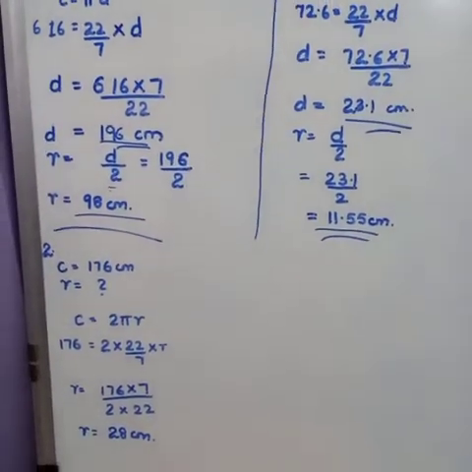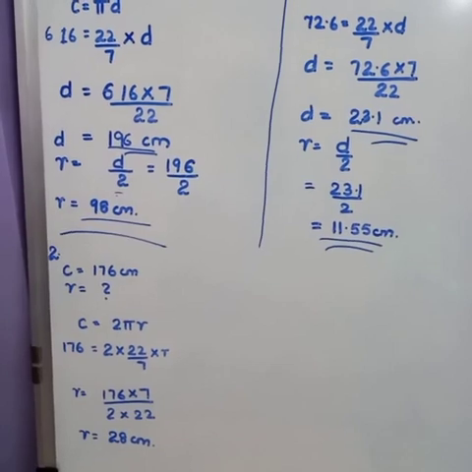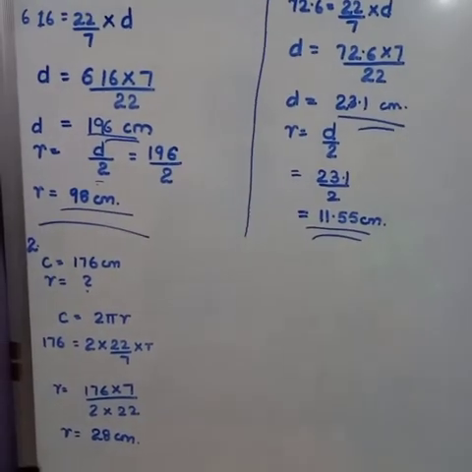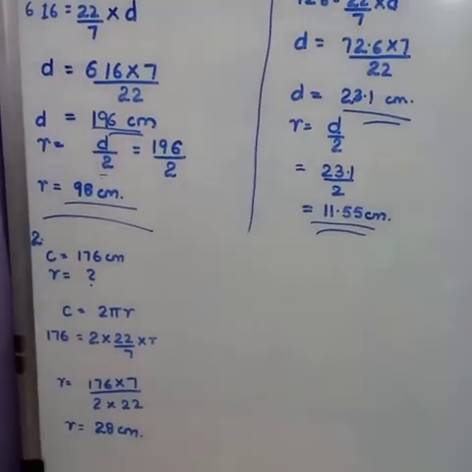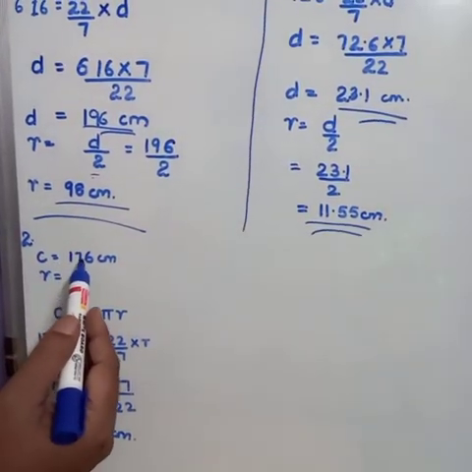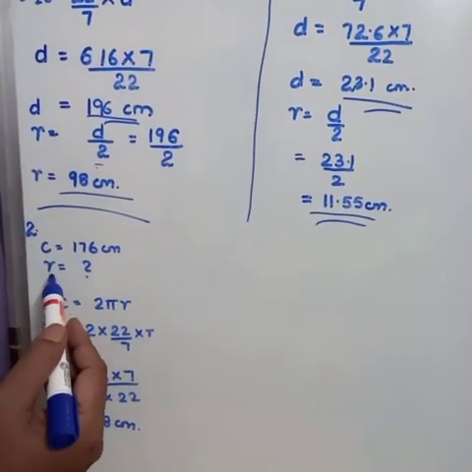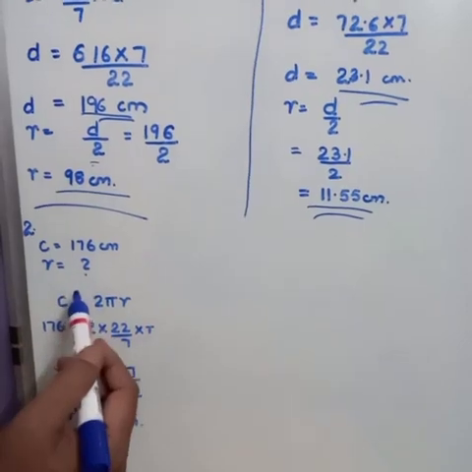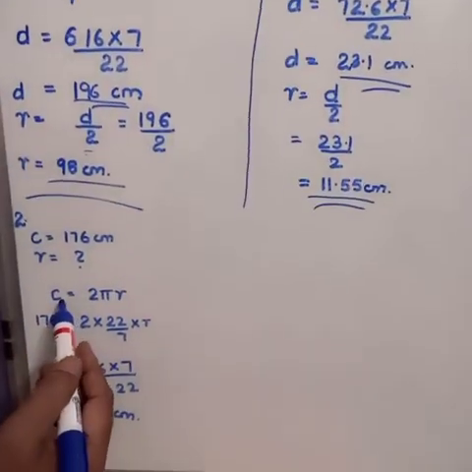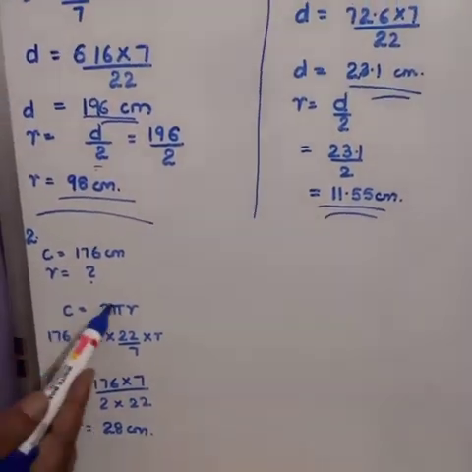Now we'll solve the second sum. If the circumference of a circle is 176, find its radius. Here circumference is given, 176 centimeter. They have just asked us to find the radius. So we are using another formula, that is circumference is equal to 2 pi r.